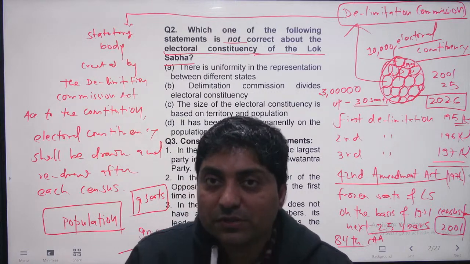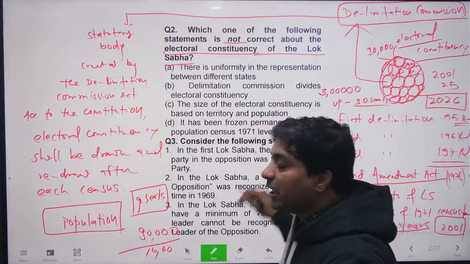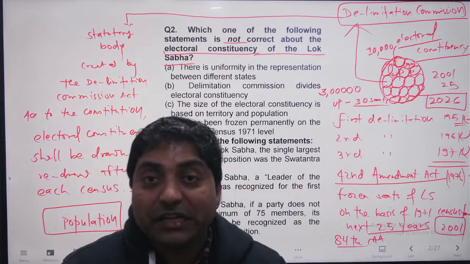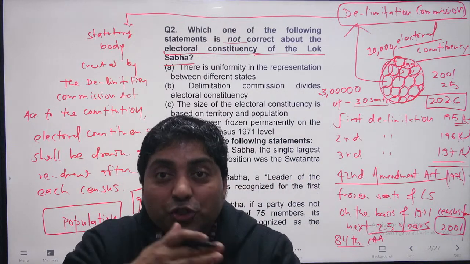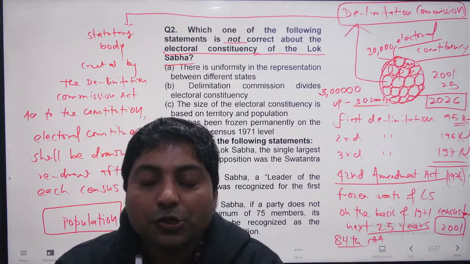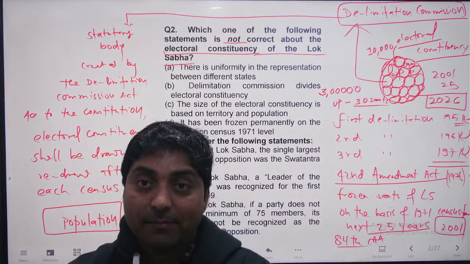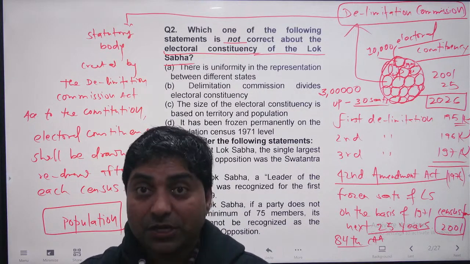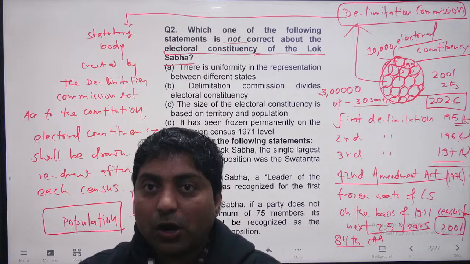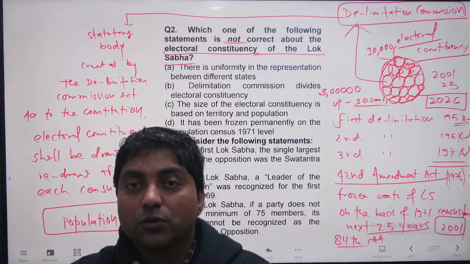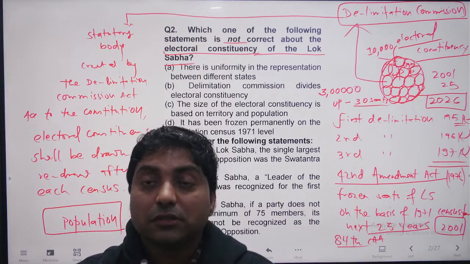So the number of constituencies shall be created in proportion to population, right? So that uniformity can be maintained within the state, among the states. That you keep in mind. This is basic about the electoral constituency and delimitation commission.